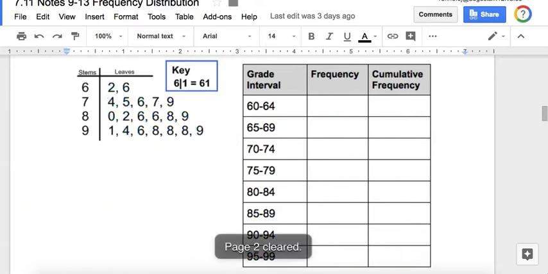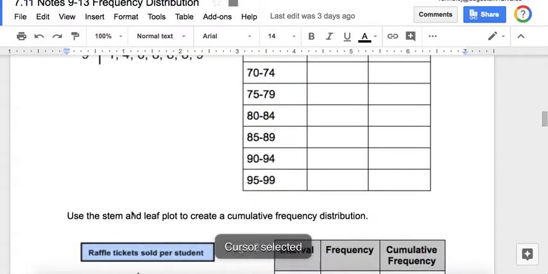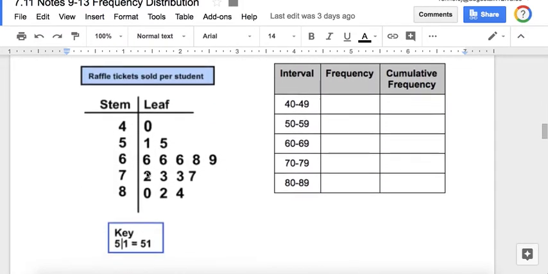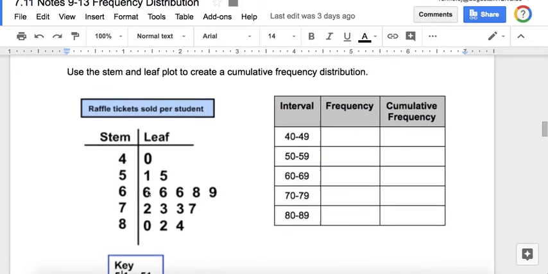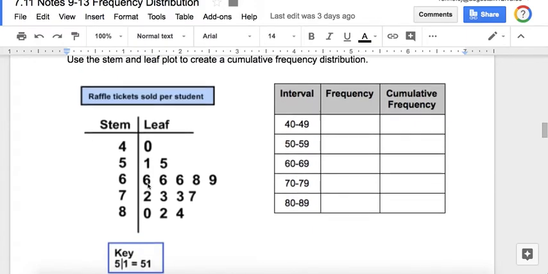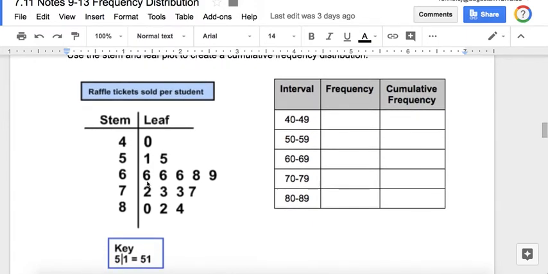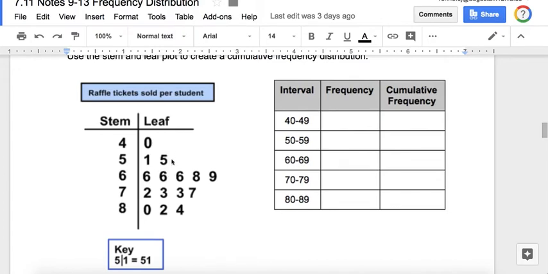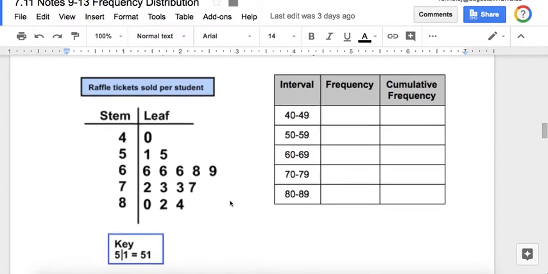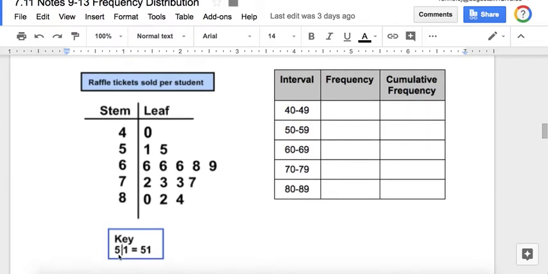Okay, let's look at another stem and leaf plot. So this time the stem and leaf plot represents raffle tickets sold per student. Okay, so each of these represents a student, and the number represents how many raffle tickets that student sold. So look at the key here. We have 5 | 1 equals 51. So that means this equals 40, 51, 55, 66, etc.